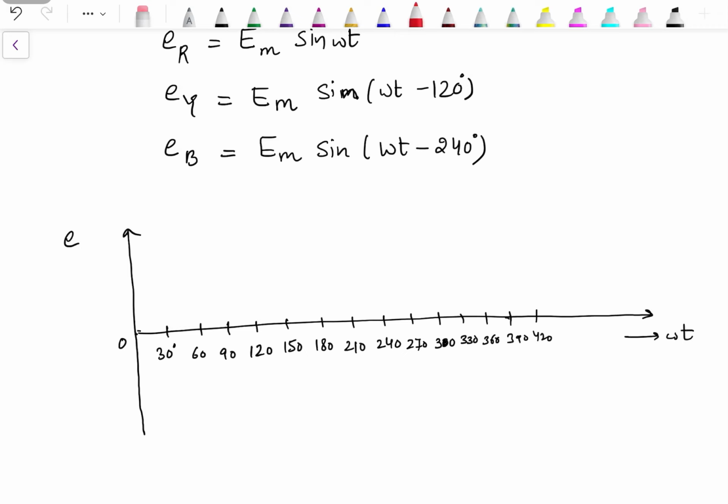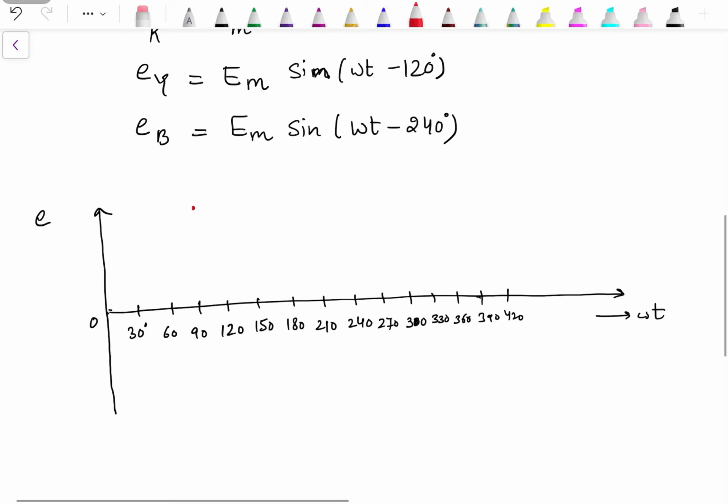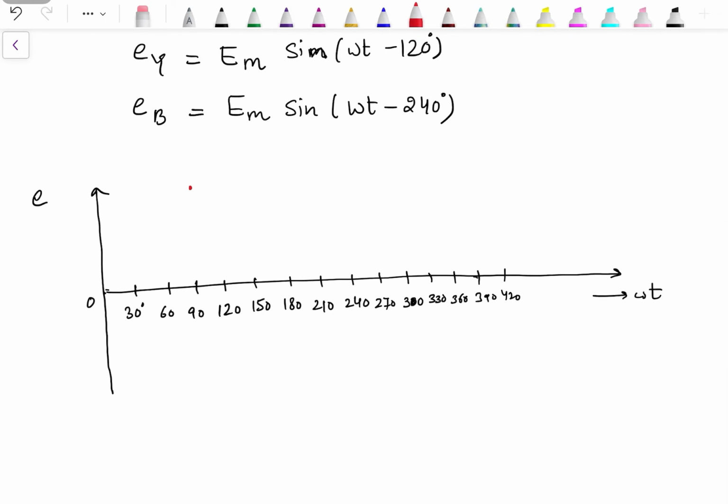Let's say we start with the phase R. So it will have maximum value at 90 degree, 0, then 90 maximum. At 180 its value will be 0. At 270 degree maximum but in negative direction, then going back to 0 at 360 degree. So this is the induced EMF in phase R.